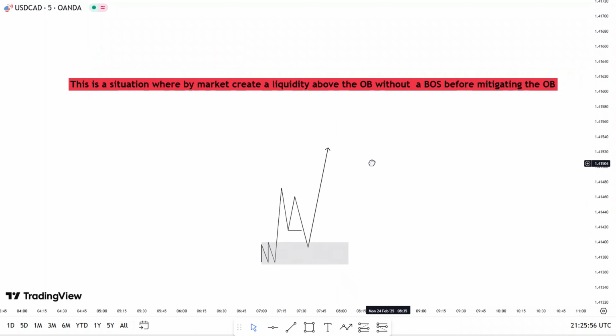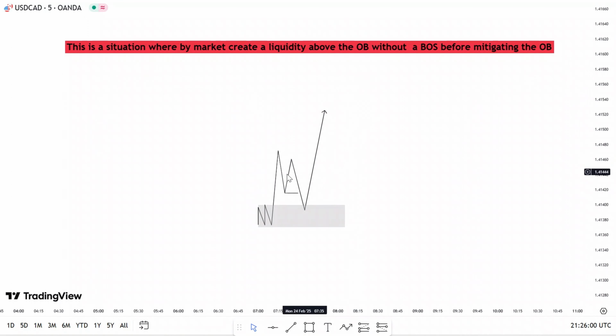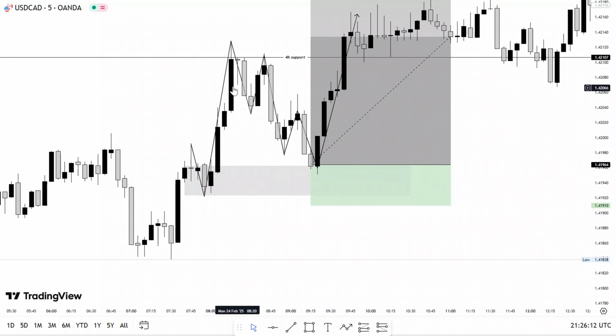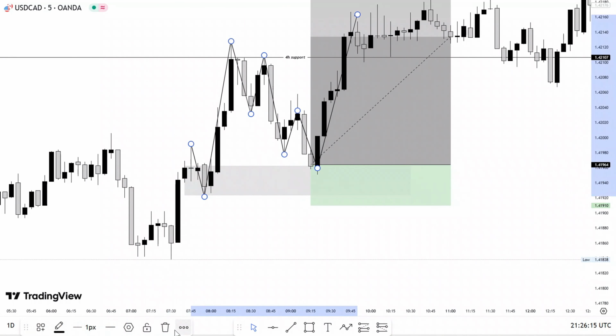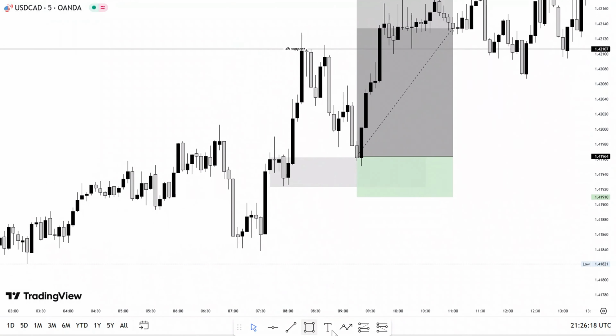So your expectation after seeing an engineer liquidity is to just wait for the market to come and mitigate this available order block before you enter the trade. So let me show you guys this live trade that I took on USD CAD. Now, if you observe, we have our POI here, which is our order block.